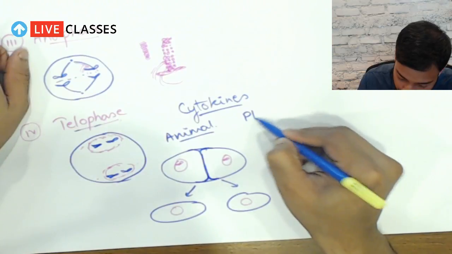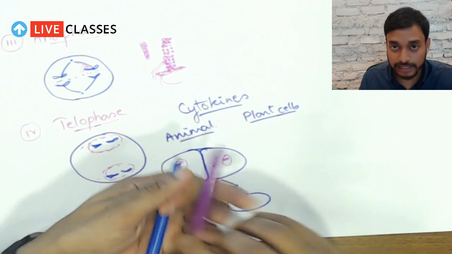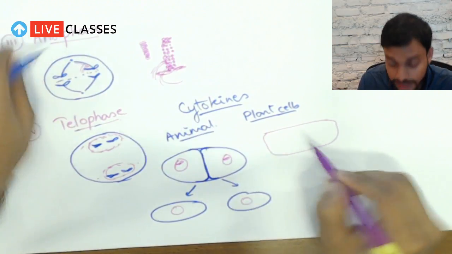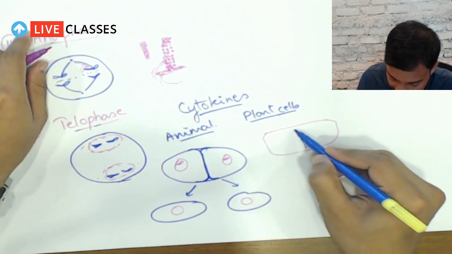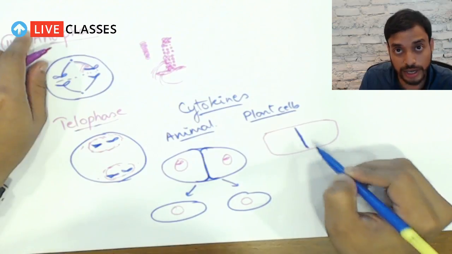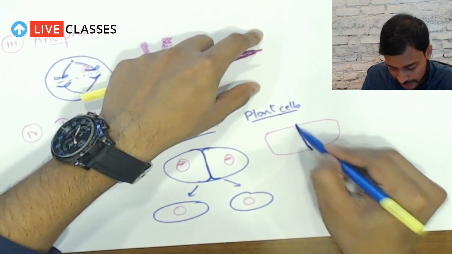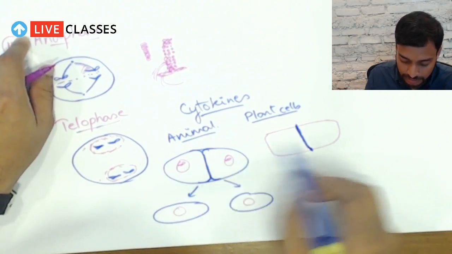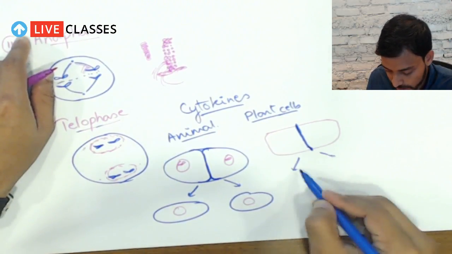And if you talk about plant cells, here if I draw this plant cell, there is one additional thing: there is cell plate formation. Cell plate forms over here, okay? And then the cell plate joins these end areas, the cell walls, and it divides into two, correct? So this is the difference between animal and plant cell cytokinesis. So you understand we have got two cells.